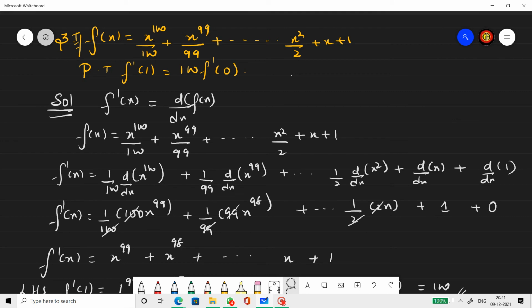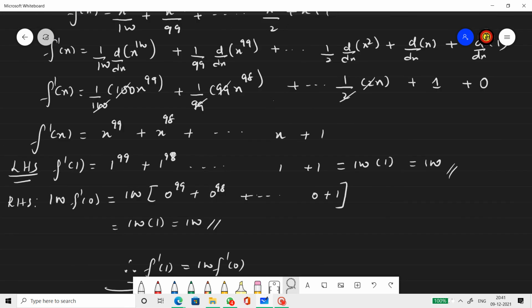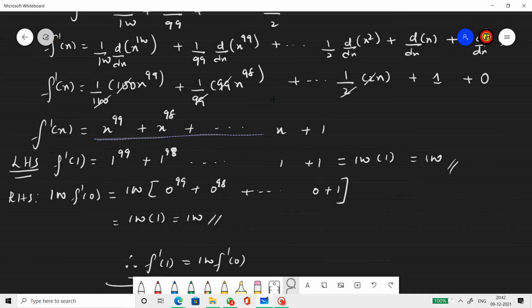Now simplify. 100 and 100 get cancelled. 99 and 99 get cancelled. 2 and 2 get cancelled. The remaining terms are taken down in the next step. So x power 99, x power 98, and so on, x plus 1. So this is our f dash of x.